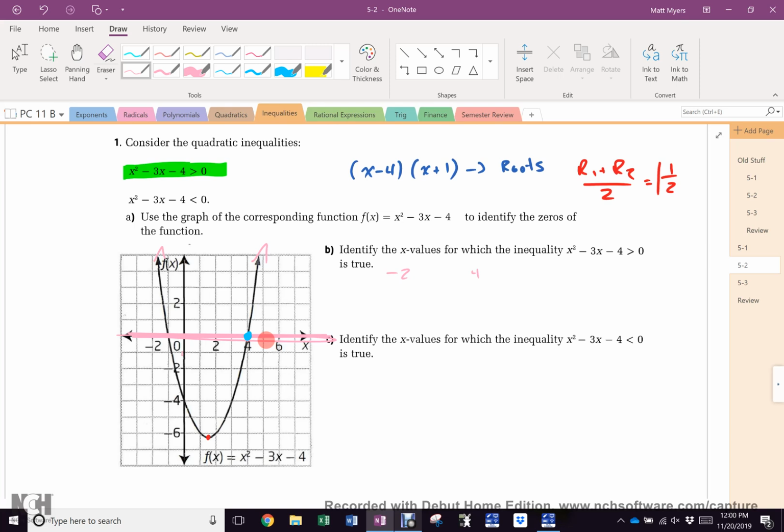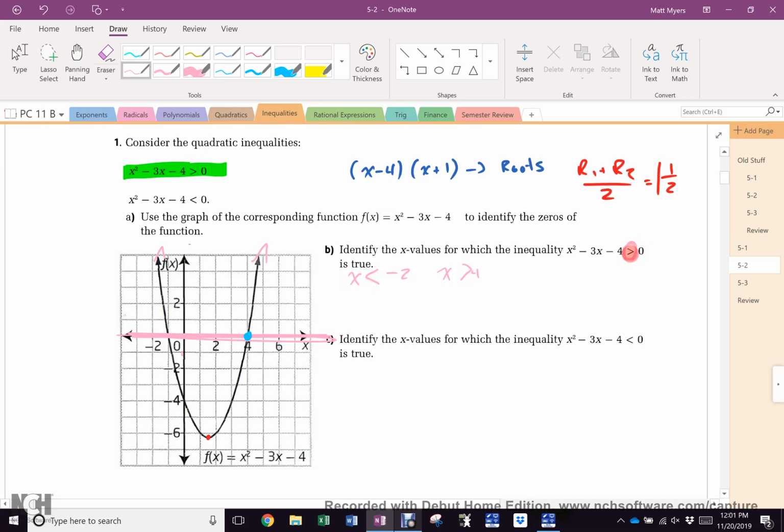Above the x-axis. When does the parabola cross into the region above the x-axis? When it is where? Above 4. How do I write that? X is greater than 4. Does it happen at any other time? When? When x is less than -2.